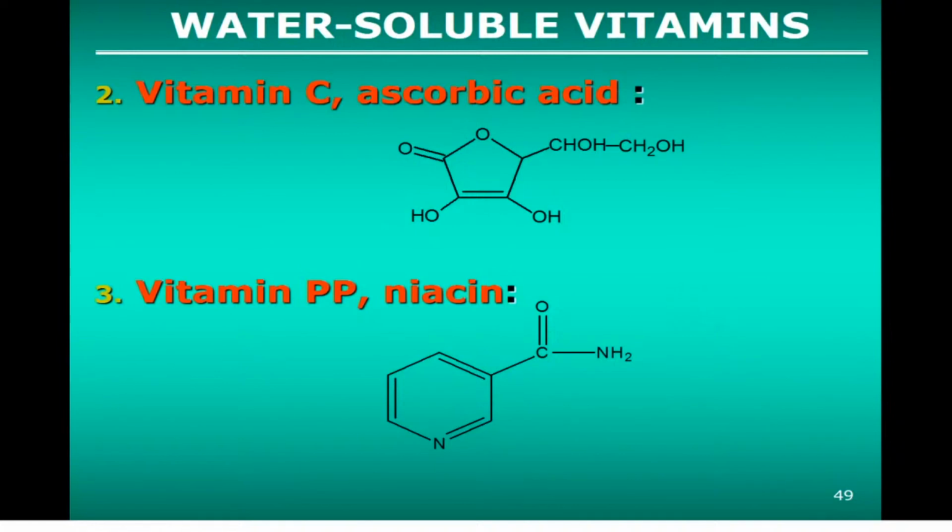Ascorbic acid, vitamin C. Deficiency of vitamin C leads to a potentially fatal disease, scurvy. And vitamin PP, nicotinamide, niacin: deficiency leads to pellagra, the 3D disease. 3D because of diarrhea, dermatitis and dementia.